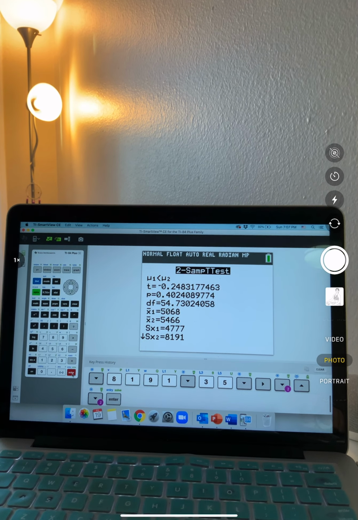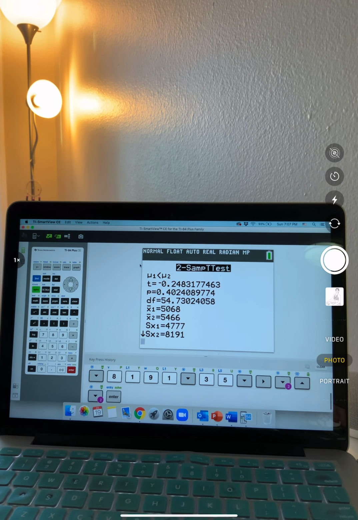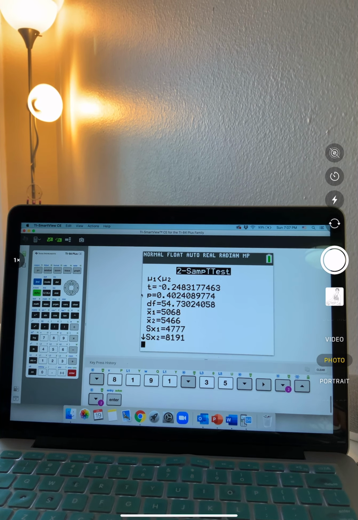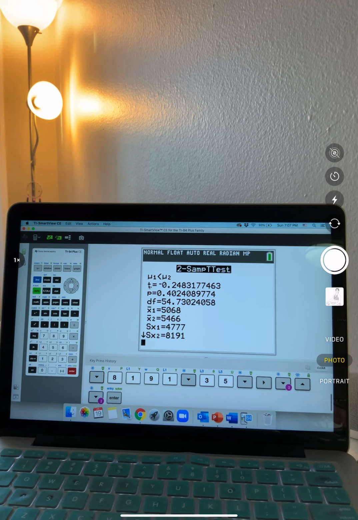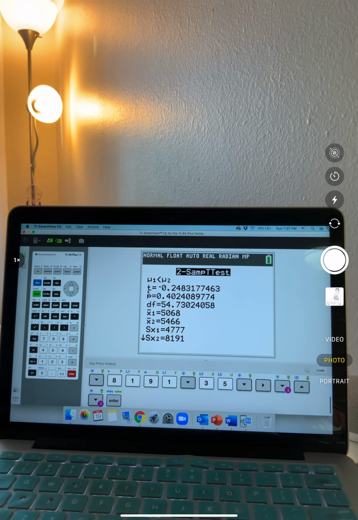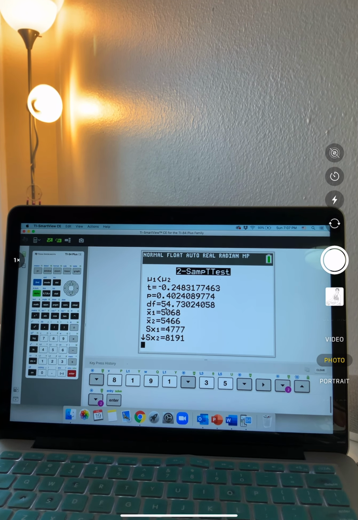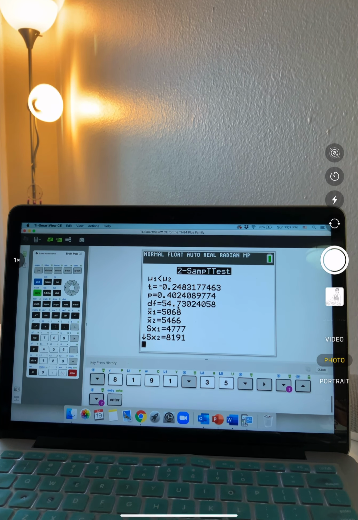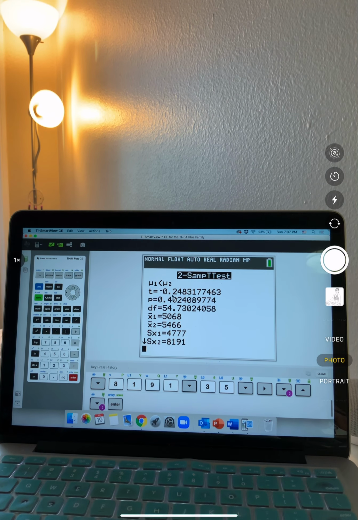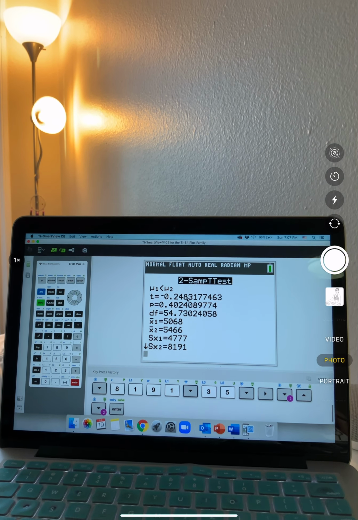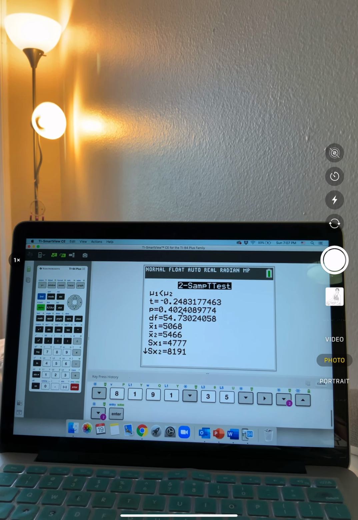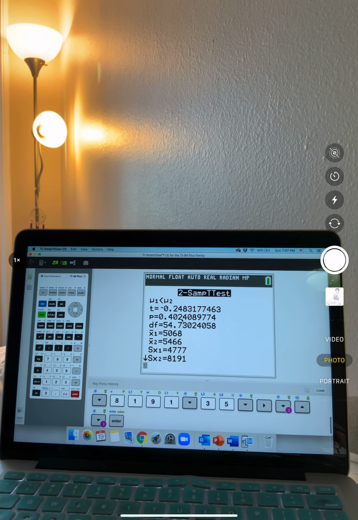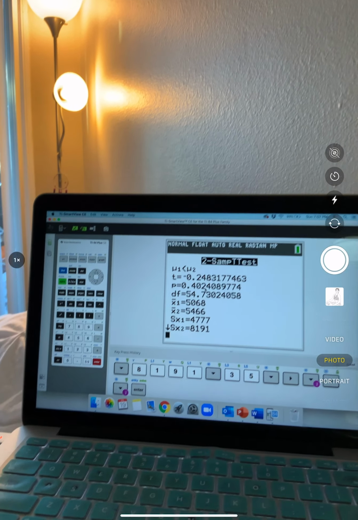So there you go. So you have all these information. These first 3 lines will be the answer for D, E, and F. D, the degree of freedom right there, 54.73. T value is a negative 0.2483. And then P value is 0.4024. Okay?